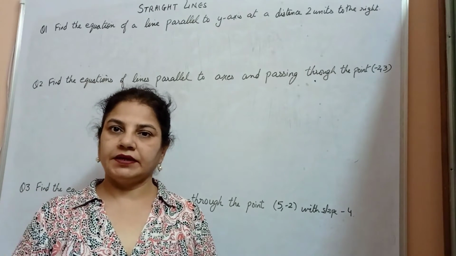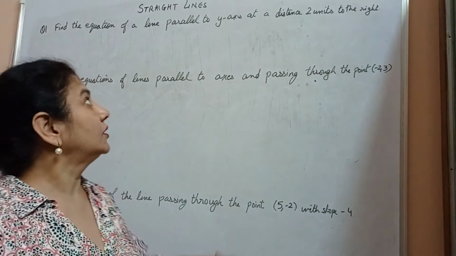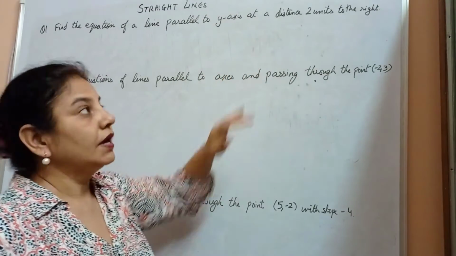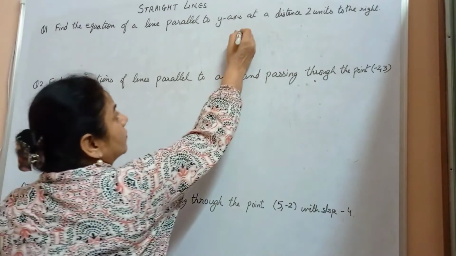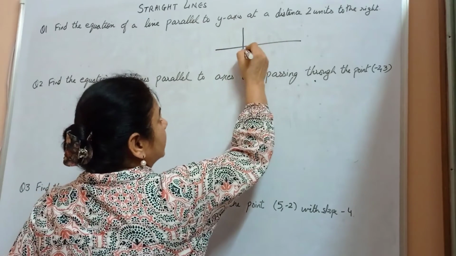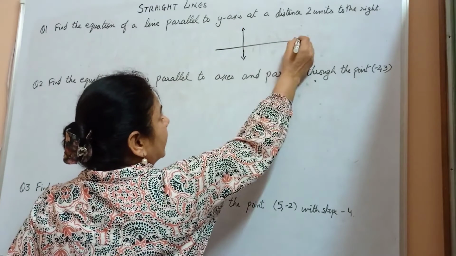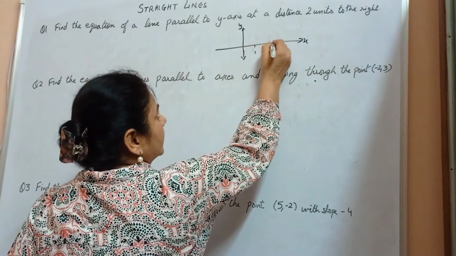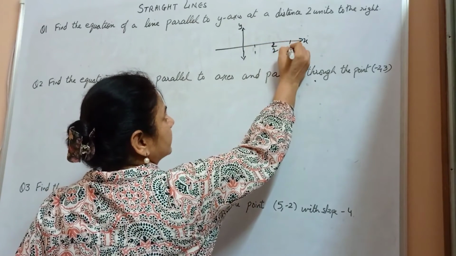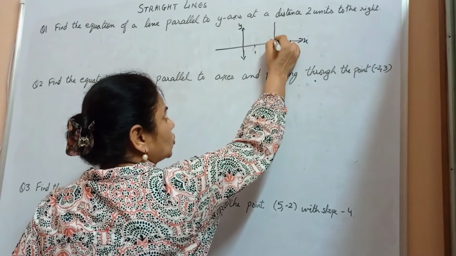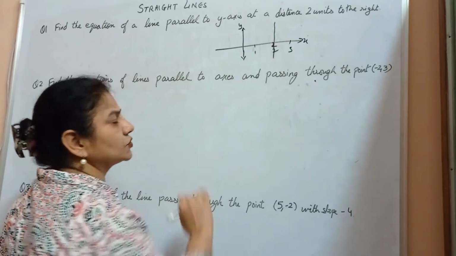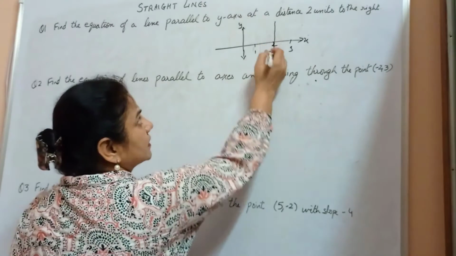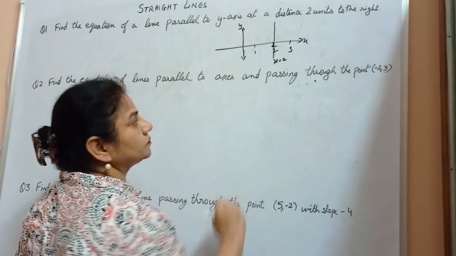Find the equation of a line which is parallel to the y-axis at a distance of 2 units to the right. Any line parallel to the y-axis can be represented as, this is the y-axis, this is x. So 1 and 2, this is 2 and 3. So the line should be parallel to the y-axis, like this, at a distance of 2 units. And this gives the value x is equal to 2.